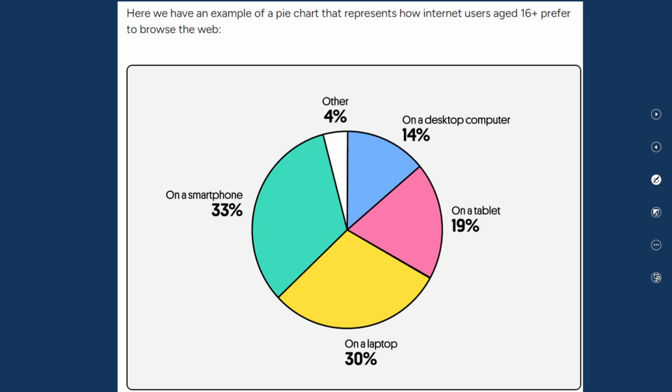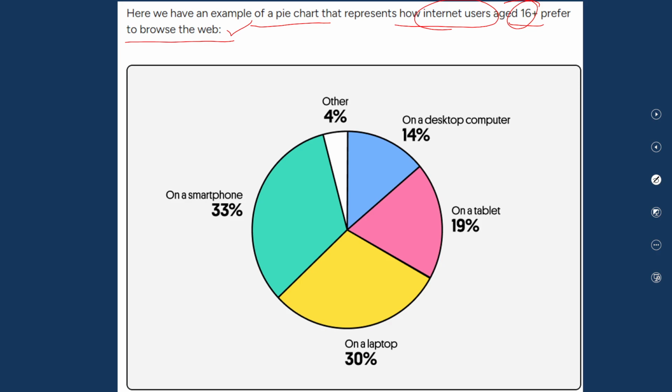Here is a pie chart, and it represents how internet users aged 16 plus prefer to browse the internet or the web. And browsing means surfing the internet, using it for different purposes. So this is the pie chart because it is like a pie.